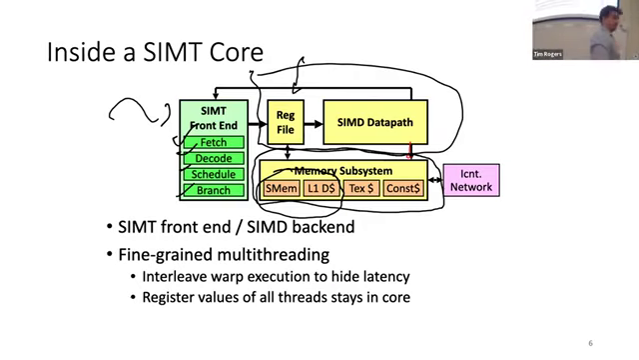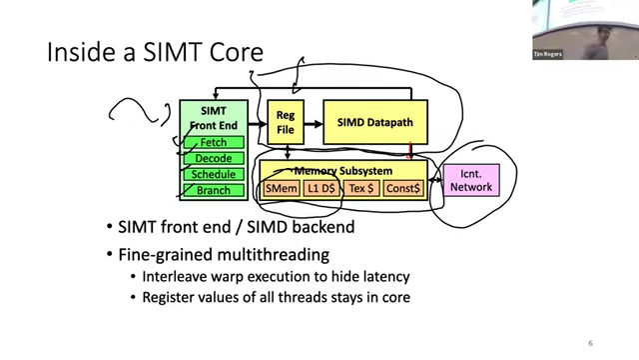Once you miss in this memory subsystem that's on core, you're connected to that on-chip interconnect network, which is nominally this port of this crossbar that sends you out to the memory system. So you've got this SIMT front end that is connected to this SIMD backend.